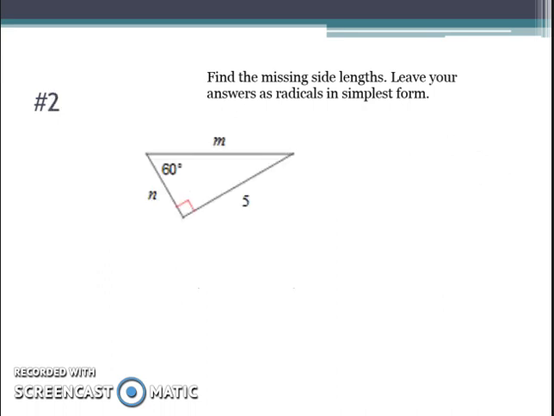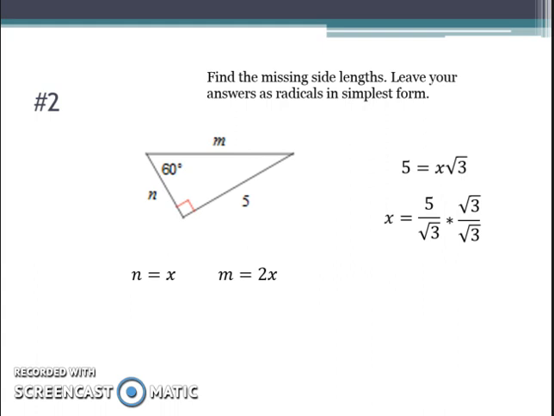Okay, our final example here is a 30, 60, 90. Well, the long leg is 5 in this question. I know the short leg is n, it's x. The hypotenuse, m, is 2x. And the long leg, which is 5, equals x square root of 3. To get x by itself, we divide by the square root of 3. Then we rationalize the denominator. Multiply by square root of 3 over square root of 3.